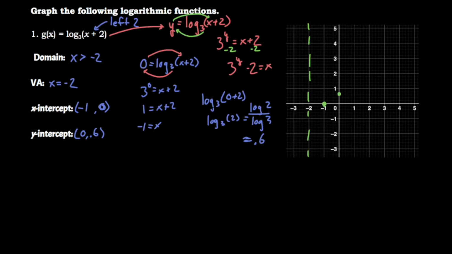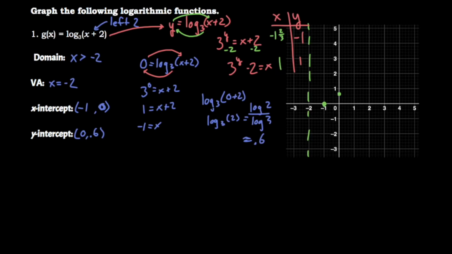Now I can make an xy table. And I already have these points here, so I'm going to pick two different y values that I don't have yet, so maybe like -1 and +1. So if I plug -1 into this, 3 to the -1 power is 1/3, and 1/3 minus 2 is -1 2/3. If I plugged 1 in, I'd have 3 to the first power, which is 3, minus 2 is 1.